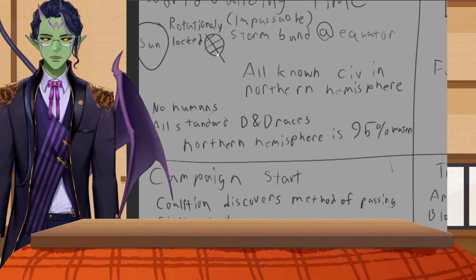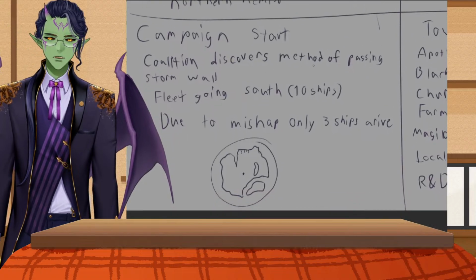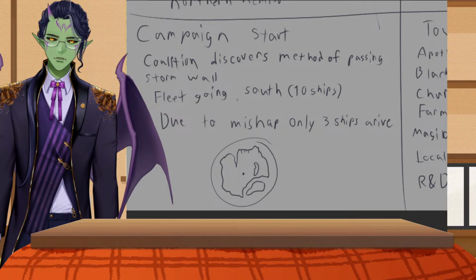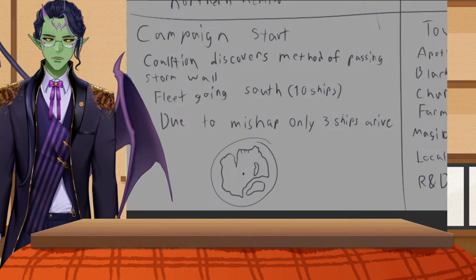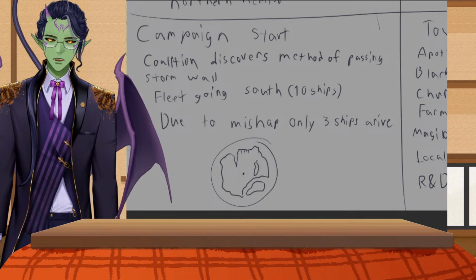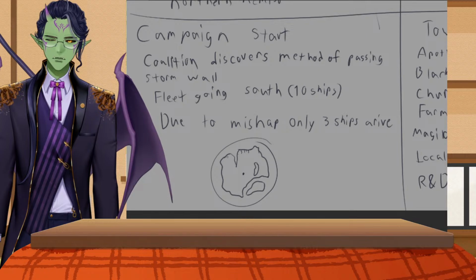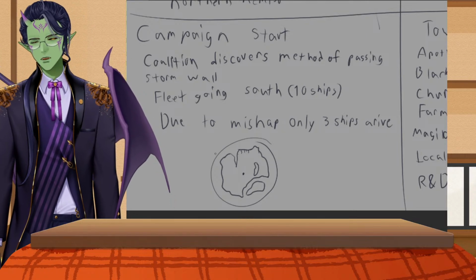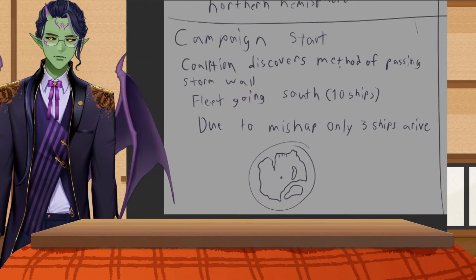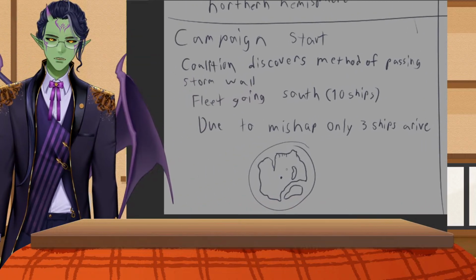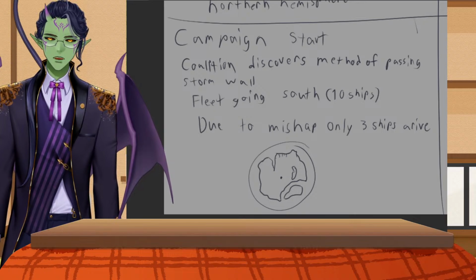So that's the basic setup. When the campaign starts, Coalition of Nations discovers a method of passing the storm wall. Fleet going south, about 10 ships. Due to a mishap, only 3 ships arrive. As I said, probably due to interference from forces on the southern continent. And the 3 ships that arrive, this is just a sort of rough map. This is not indicative of anything.